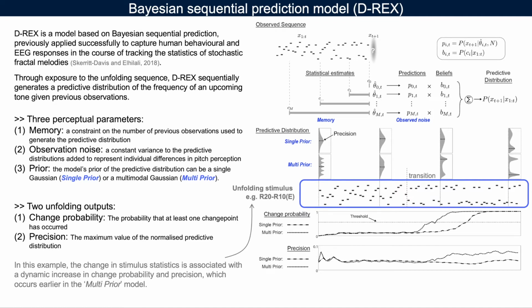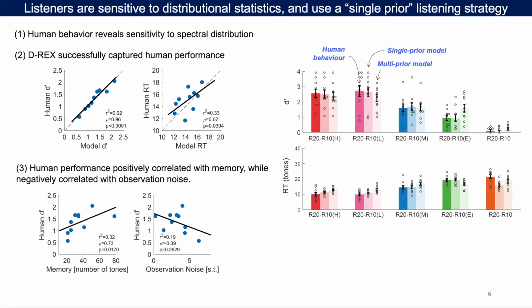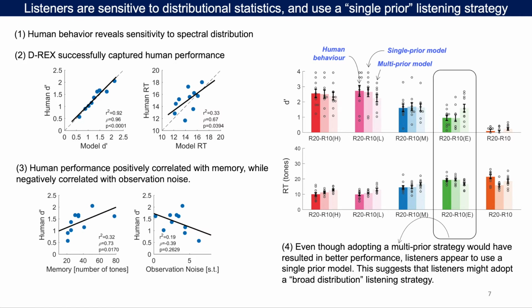The model's prior can be a single Gaussian, that is a single prior, or a multimodal Gaussian, a multi-prior. The model also provides 2 outputs, which are updated as the sequence unfolds: change probability and precision of the internal model. In the first experiment, we found that humans are very sensitive to this distribution of statistics, and the model successfully captures human performance. Interestingly, we found that the single prior model showed a better fit, suggesting that listeners use a single prior listening strategy in this experiment.